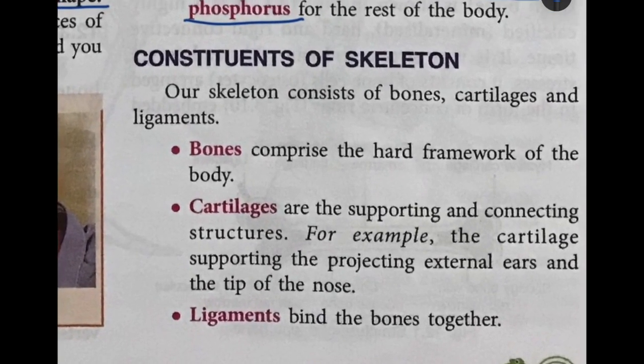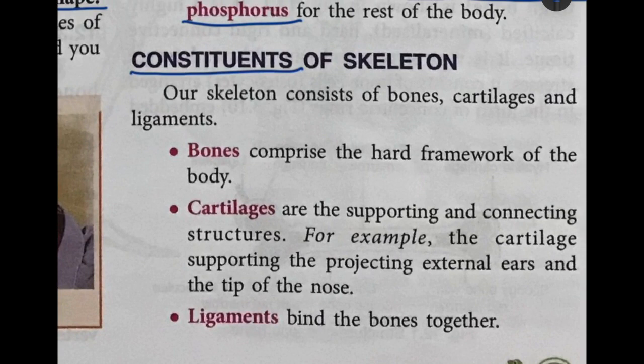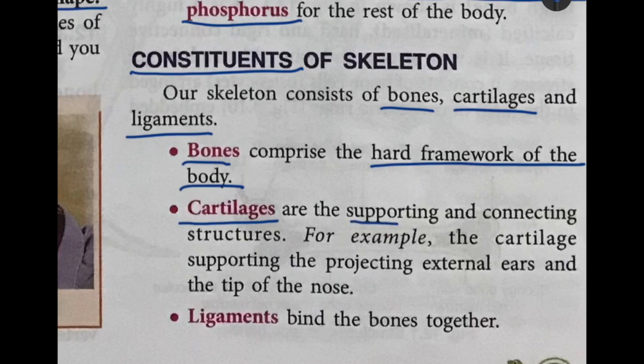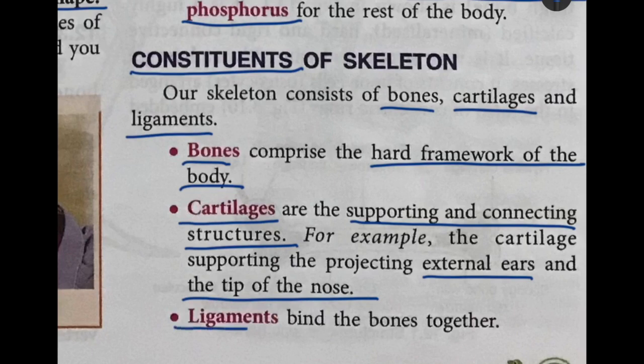Now, what is the skeleton made up of? The constituents. Our skeleton is made up of bones, cartilages, and ligaments. Bones are the hard framework of the body, and cartilages are the supporting and connecting structures. For example, the cartilage, as I already told you, you find in your external ears and even the tip of your nose. You can feel the tip of your nose. You can see how it is soft, but it is rigid also. And what are ligaments? Ligaments bind the bones together. The bones are, you can say, tied to each other by means of ligaments.